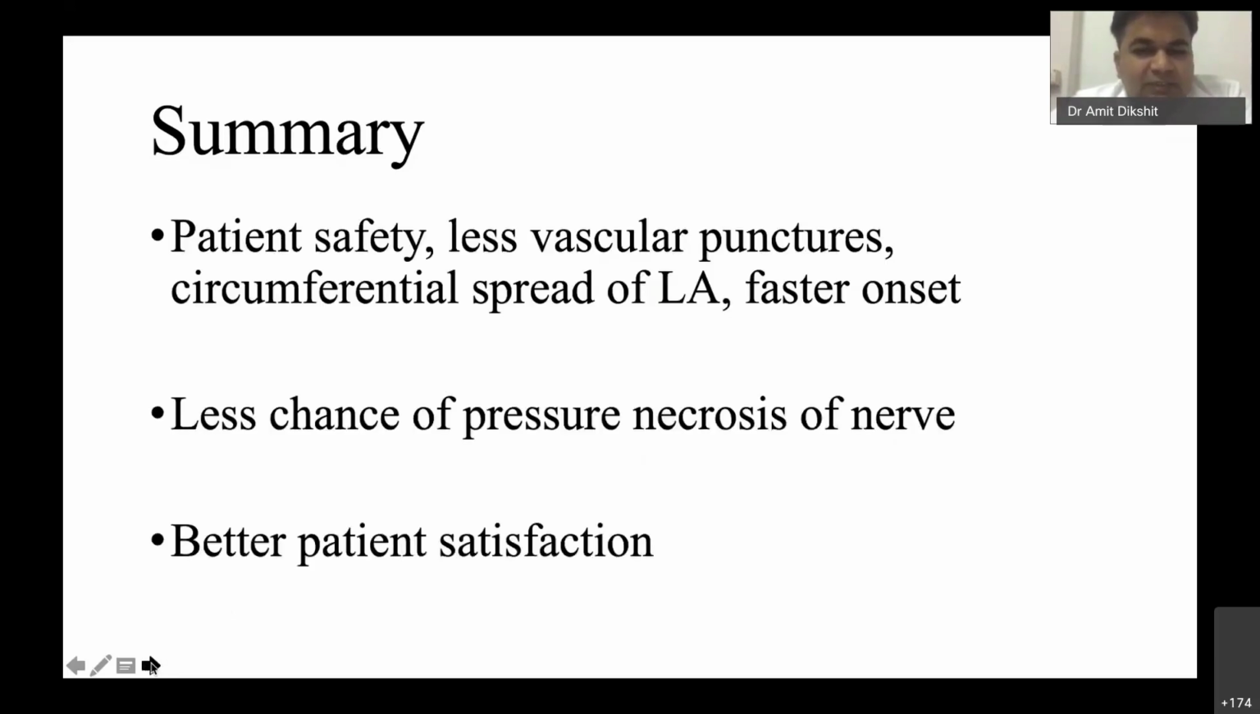Patient safety: less vascular puncture, circumferential spread, faster onset, because we are seeing it under vision, so we can achieve all three. There is less chance of pressure necrosis of the nerve because we do targeted delivery, and we are low on concentration and volume. It has better patient satisfaction.